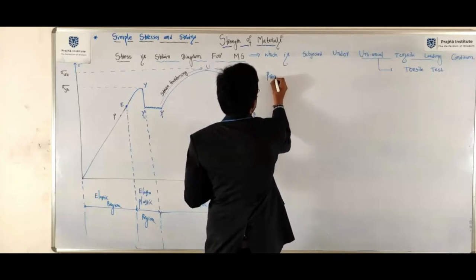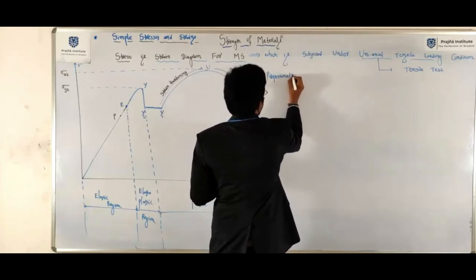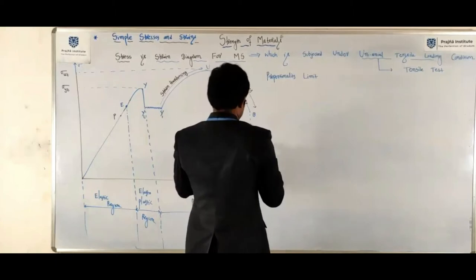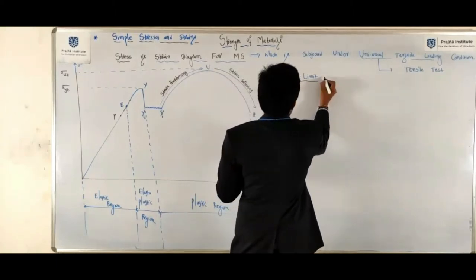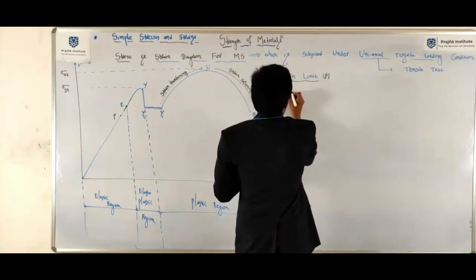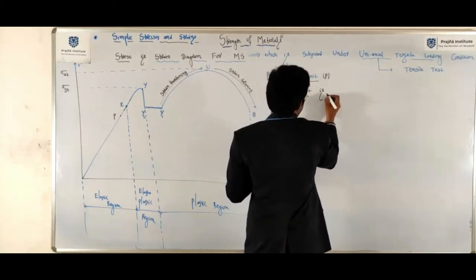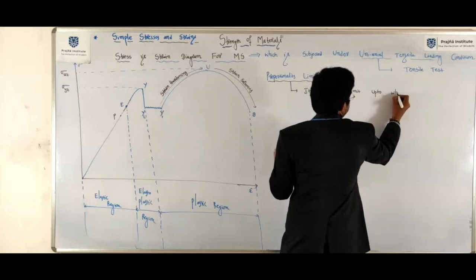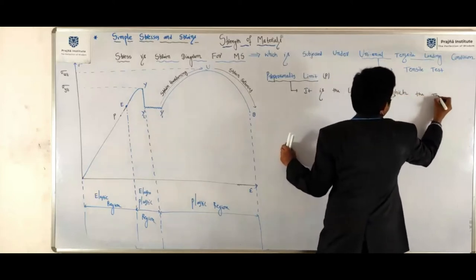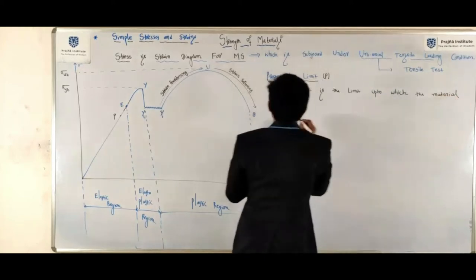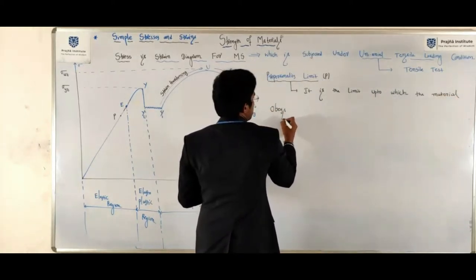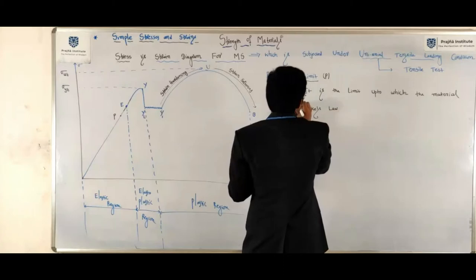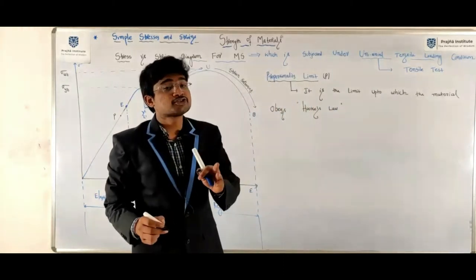Proportionality limit, P. It is the limit up to which the material obeys Hooke's law. Hooke's law is valid up to the proportionality limit.